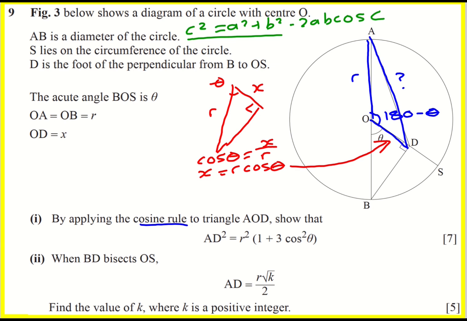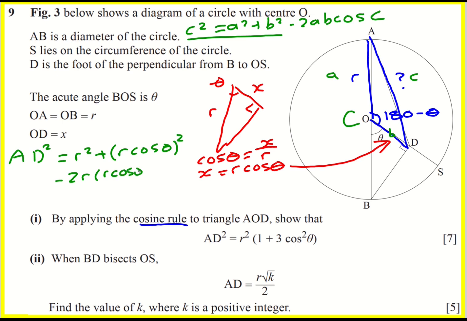So I'm going to label it, I think. This is going to become my capital C, and this is the little c that I want, and then I'll call this one A, and this side can be B. I'm not going to label any more angles. Therefore, it's going to be AD squared, my c squared, that's equal to R squared, plus R cos theta all squared, and then I'm minusing 2R cos theta multiplied by cos of 180 minus theta.